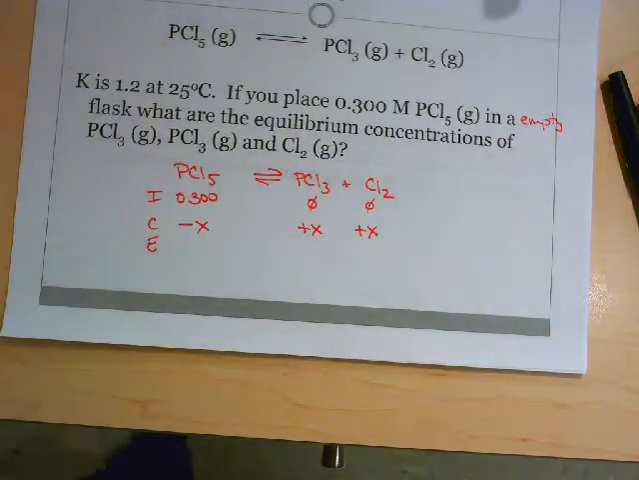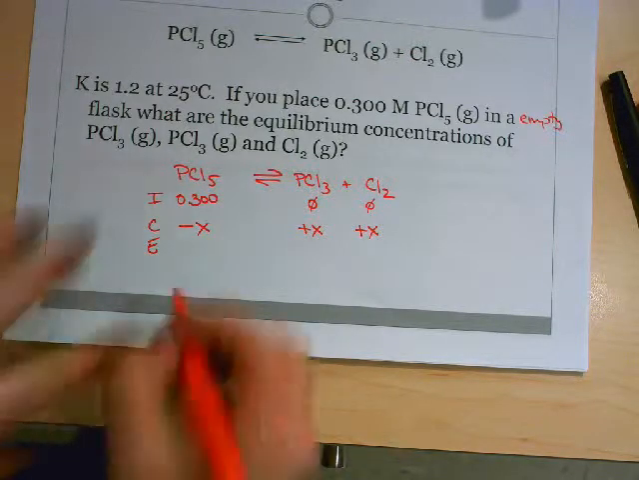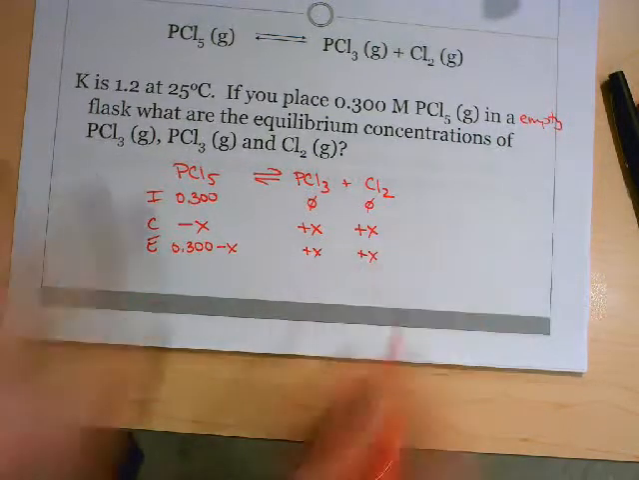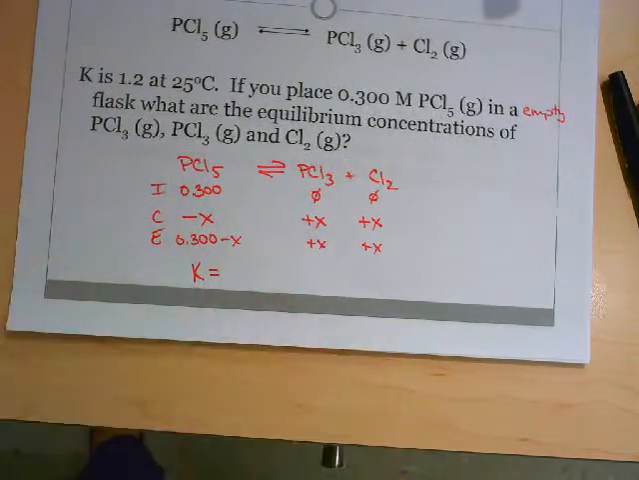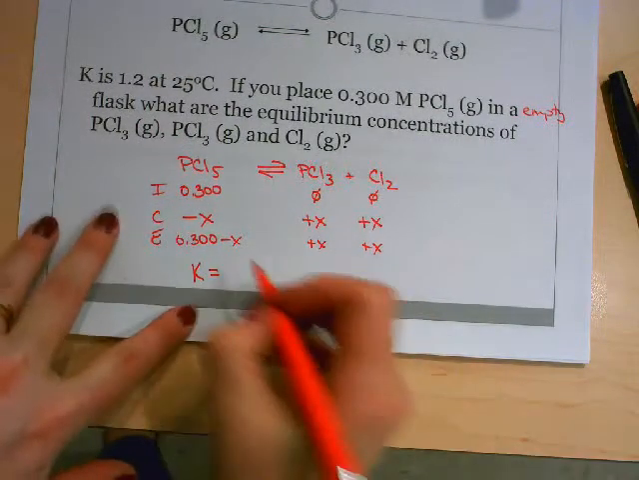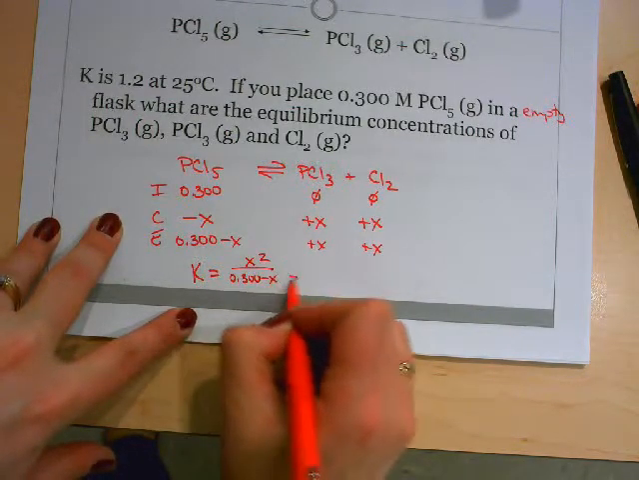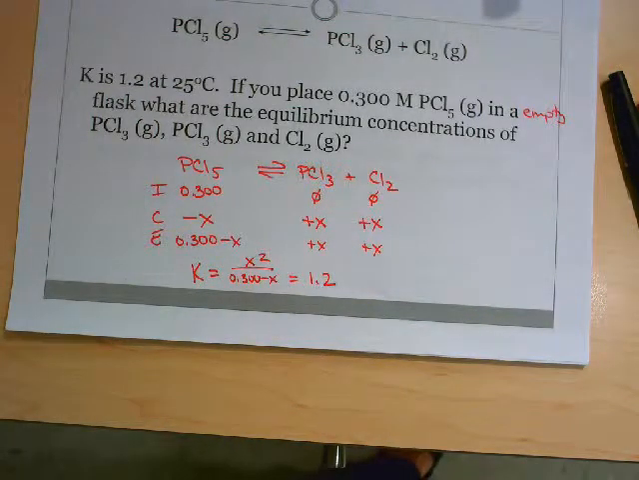Alright, so just like we had before, minus X plus X plus X. Then we add down. Now I need to figure out how to solve for X. So what would the K be equal to? Right, so I have something like this: X squared over 0.3 minus X, which equals 1.2.